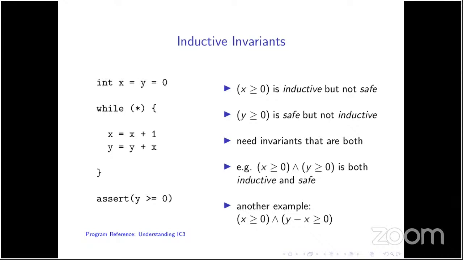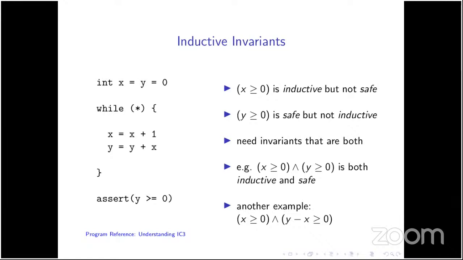Just to put this in contrast with y greater than or equal to 0, which is not inductive. Let's try to understand why. y greater than or equal to 0 of course holds in the beginning because y is also 0. But why is it not inductive? Because if you know y is greater than or equal to 0, then if you take an iteration of the loop, y is incremented by x, and now you cannot say anything about the final value of y. In the absence of any other knowledge, if all you knew is that y was greater than or equal to 0, you cannot conclude that y will continue to be greater than or equal to 0. So it is not inductive.